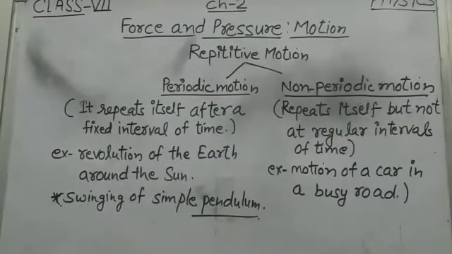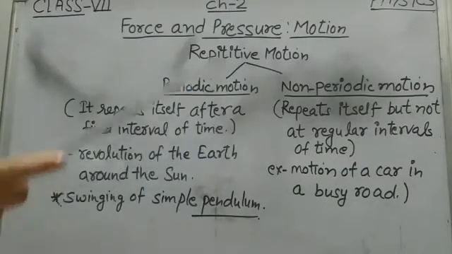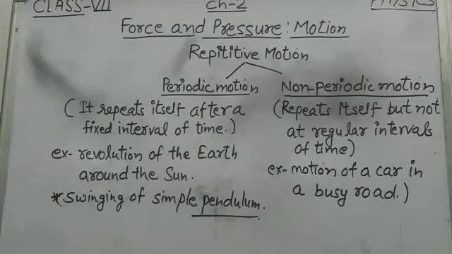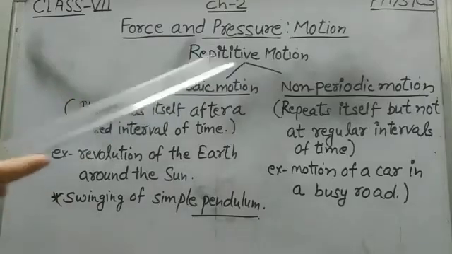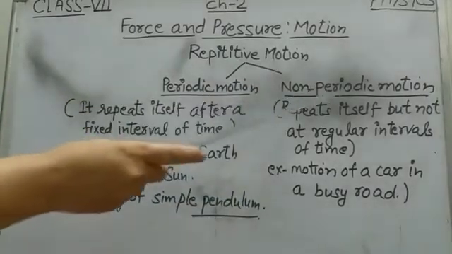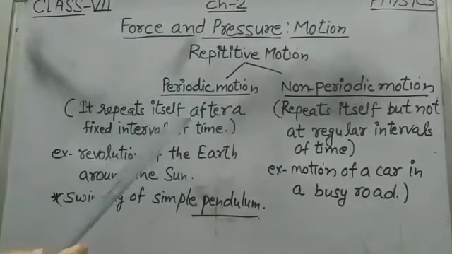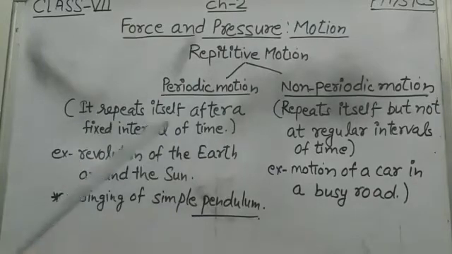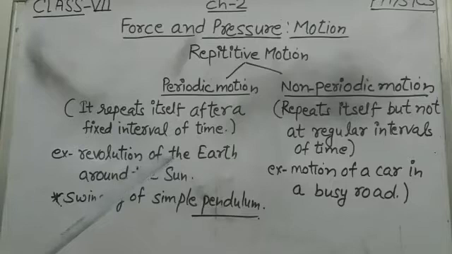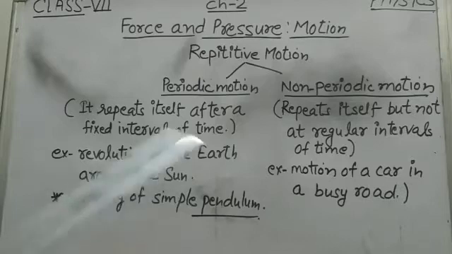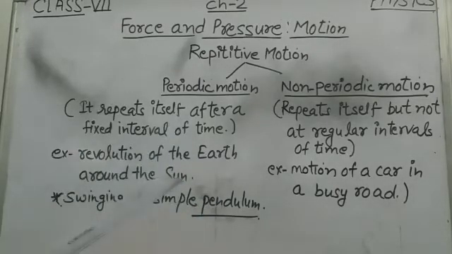Now the next one is repetitive motion. As the name suggests, a motion which repeats itself is called a repetitive motion. Repetitive motion is of two types, periodic motion and non-periodic motion. Periodic motion is the motion which repeats itself after a fixed interval of time. For example, the revolution of the earth around the sun takes place after 1 year, and the swinging of a simple pendulum.